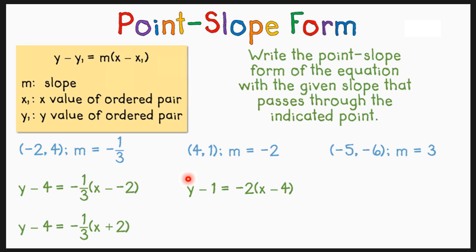With the ordered pair negative 5, negative 6, and a slope of 3, when we plug these values into the equation, we would have y minus negative 6 equals 3 times the quantity x minus negative 5. This minus negative, or opposite of negative, in both of those cases, we can rewrite as y plus 6 equals 3 times the quantity x plus 5.